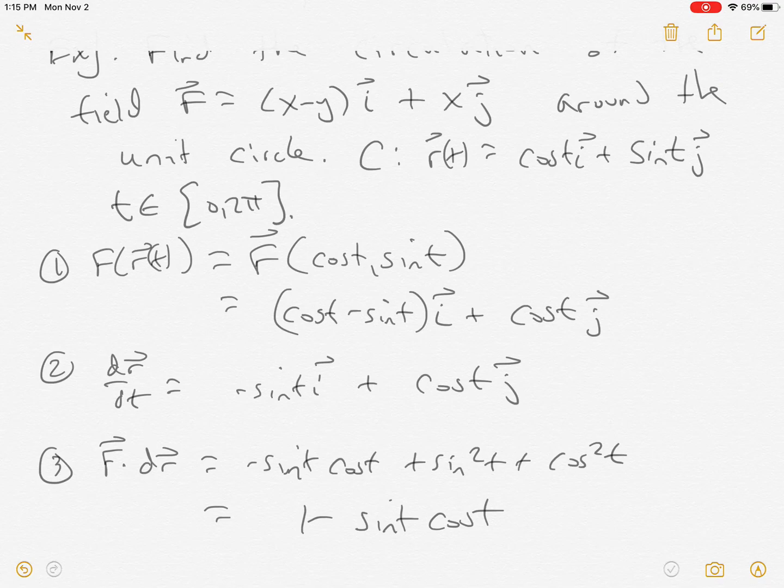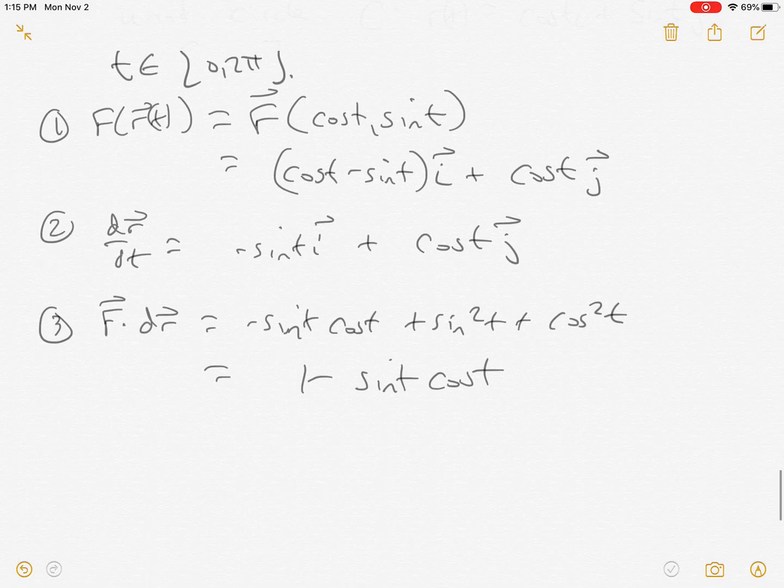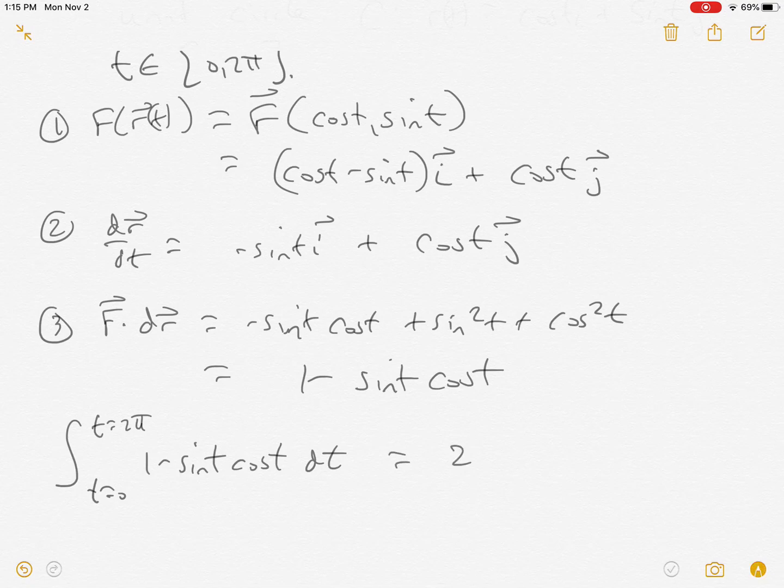And so we now integrate. t goes from 0 to 2 pi. This guy, which after a u substitution, you get 2 pi. All right, so that's part 2 of part 1.